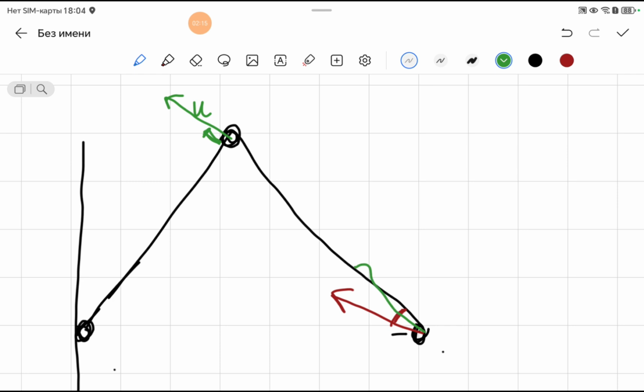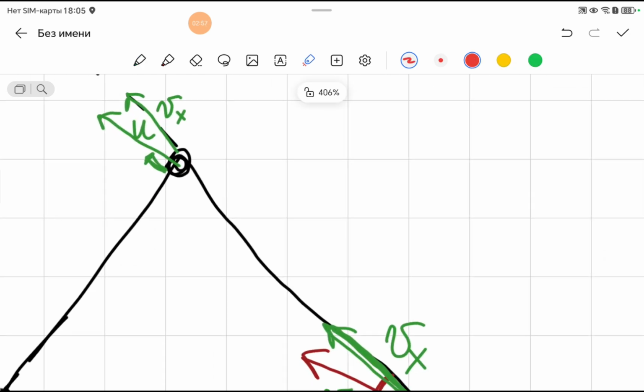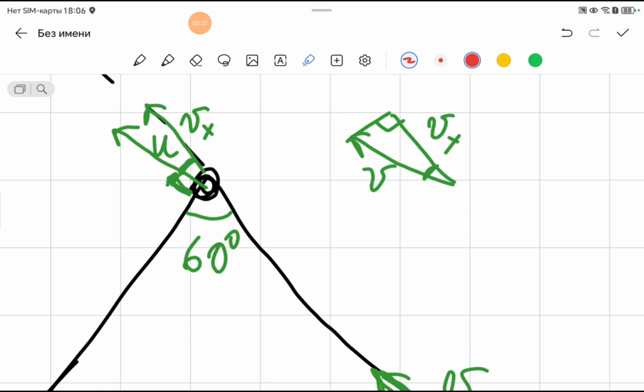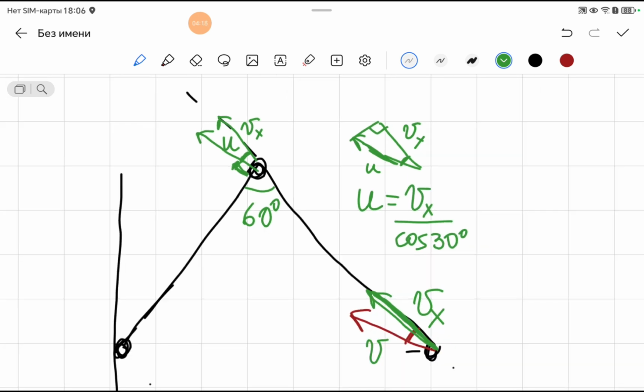By the inextensibility condition, the projection of the velocity of point B onto the rod must also be equal to the projection of v. We know that the angle between the rods is 60 degrees. This means that the angle between the velocity u and its projection on the rod is an angle of 30 degrees. Now let's draw the velocity triangle corresponding to this condition. From it we can find the velocity of point B.